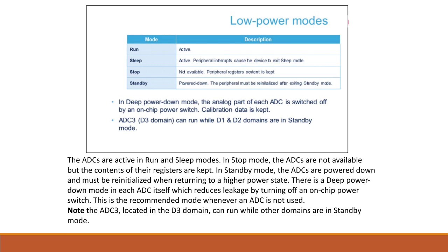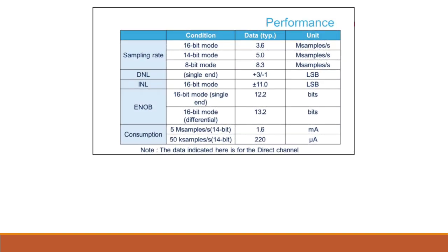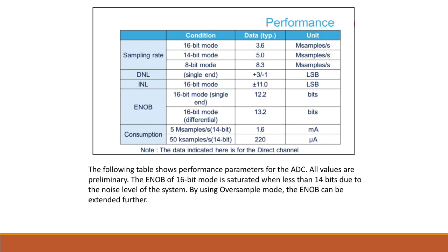So regarding the performance, we have a table. The following table shows parameters for the ADC. All values are preliminary. The ENOB of 16-bit mode is saturated at less than 14 bits due to the noise level of the system. By using oversampling mode, the ENOB can be extended further. Take some time and look at it deeper.